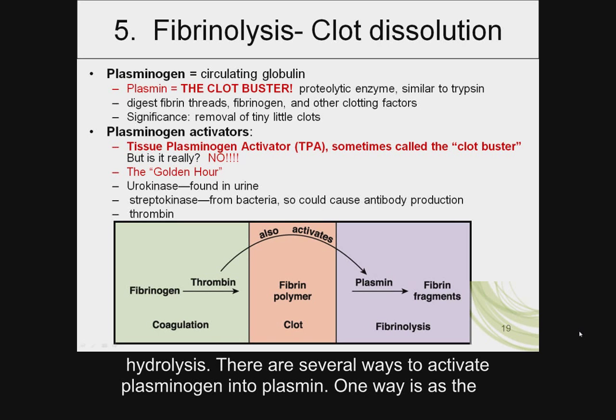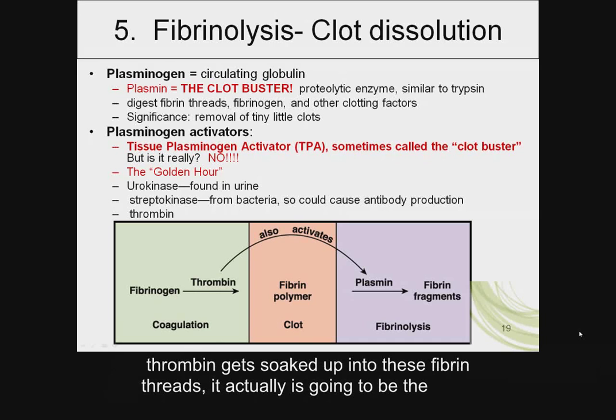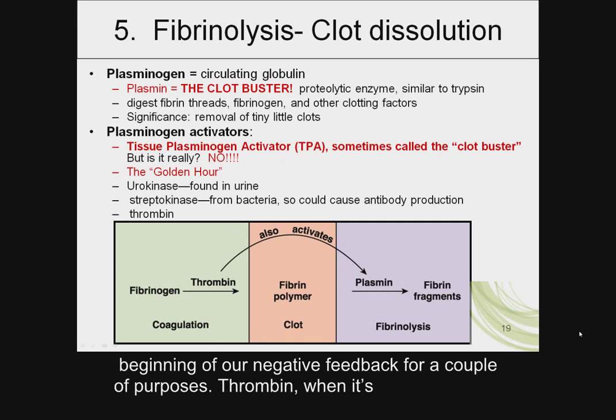There are several ways to activate plasminogen into plasmin. One way is, as the fibrin threads are being made, a lot of thrombin gets stuck in the fibrin threads. As the thrombin gets soaked up into these fibrin threads, it actually is going to be the beginning of our negative feedback for a couple of purposes.